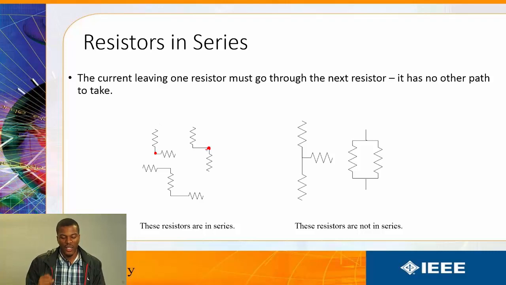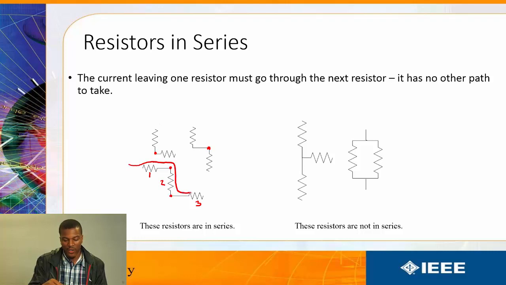So the way you would consider this one is that resistor 1 is in series with resistor 2, and resistor 2 is in series with resistor 3. You can also see that if some current flows through here, it has to flow all the way through all three of the resistors. It has no other path to take but to flow through all the resistors.